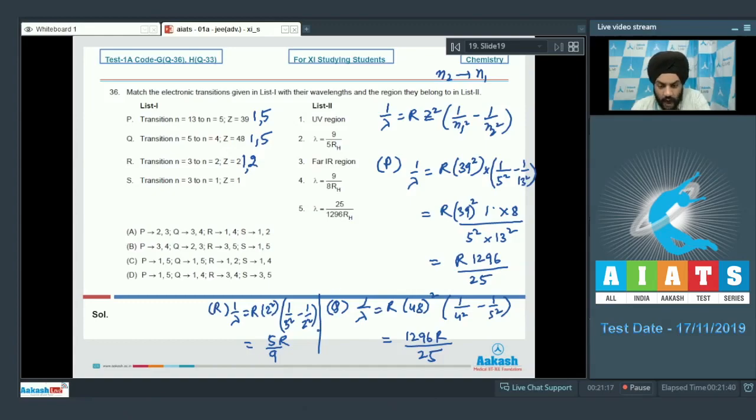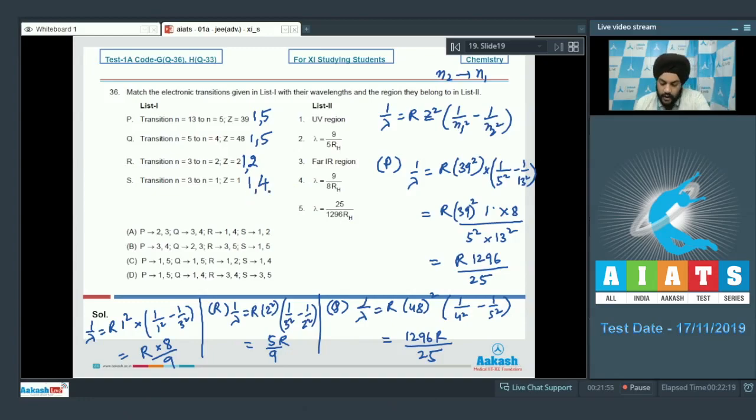Okay. If we talk about the last option now, we have the transition from n equal to 3 to n equal to 1 in Z equal to 1. So we have 1 by lambda is equal to R into 1 square into 1 by 1 square minus 1 by 3 square. So this on simplification will give us a value equal to R into 8 by 9. Okay. So the lambda value will be given by 9 upon 8R. So 9 upon 8R is given in the fourth option. So this wavelength also lies in the UV region.